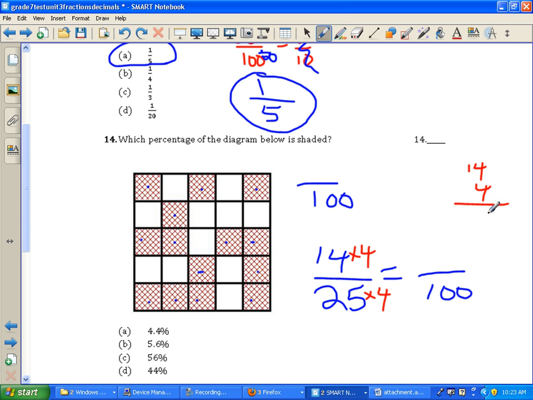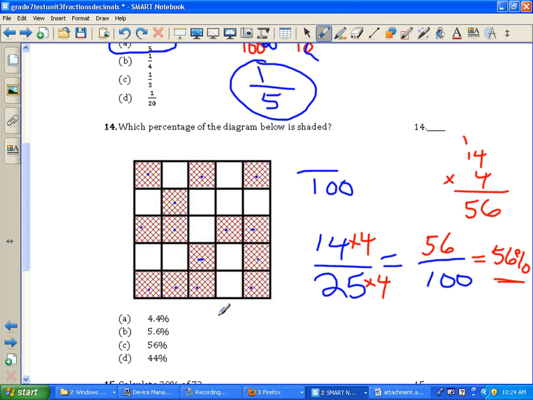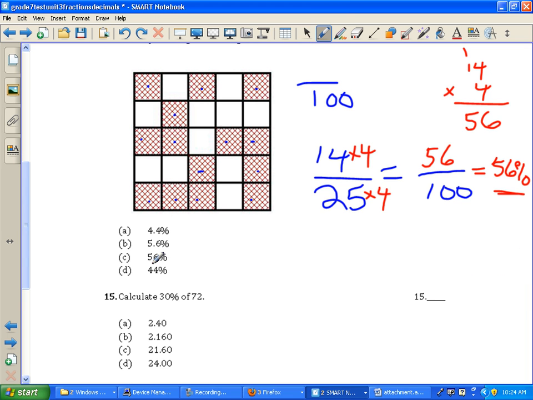4 times 4 is 16. So carry the 1. 4 times 1 is 4, plus 1 more is 5. And that would be 56 out of 100, which you know is 56%. Right from grade 6, you learned how to do that one. And there's the answer there.